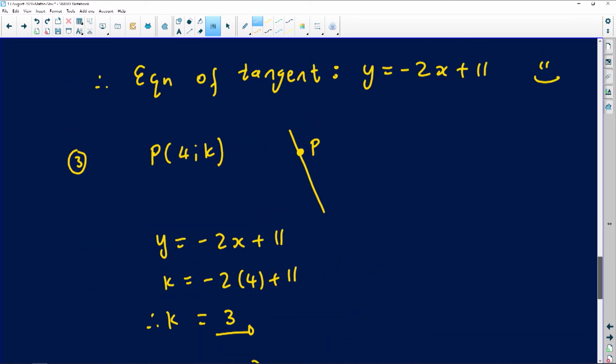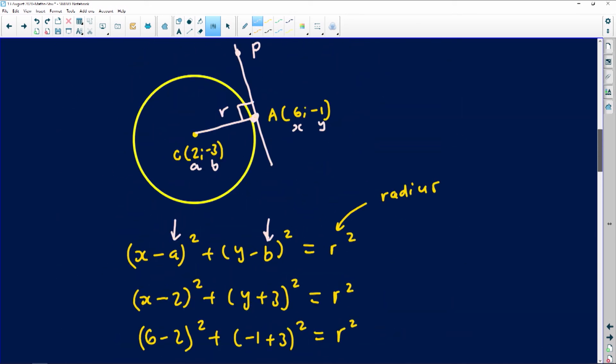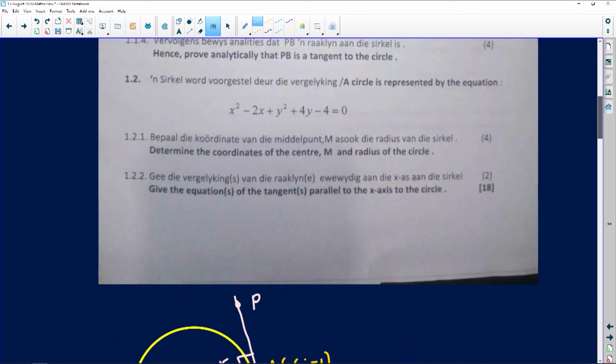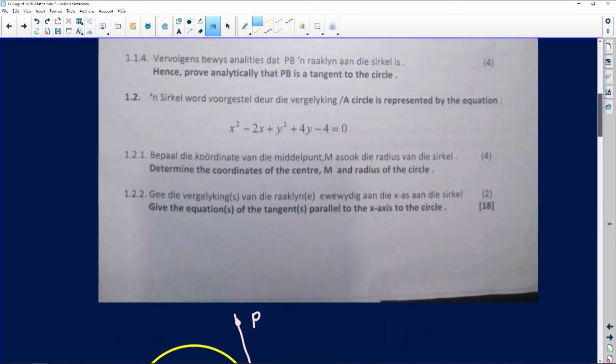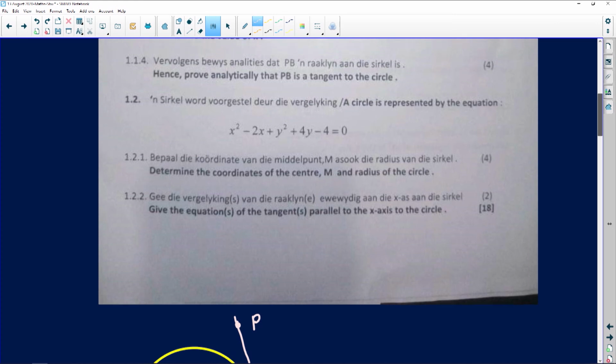The last question says something very exciting to us. It says, give the equation of the tangent parallel to the x-axis. Oh, that's a serious question. Very, very serious. Give the equation of the tangent that is parallel to the x-axis. The tangent of the circle parallel to the x-axis. Let's try to make sense of that.